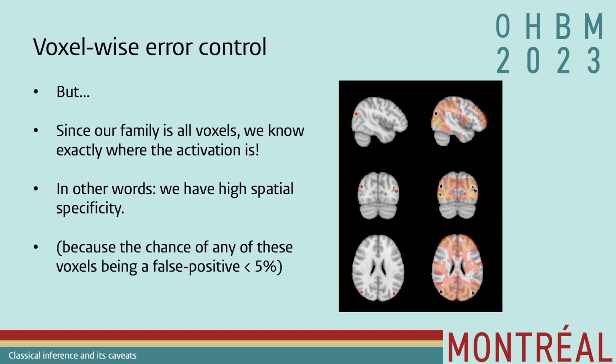So it's not very powerful because there is very little activity remaining, but since our family is all the voxels, we know exactly where the activation is. We can pinpoint these areas as active, and we're pretty sure that the activity is centered around these locations, these clusters. In other words, we have somewhat lower power to detect clusters, because out of the entire Z map we only see a tiny fraction being significant, but we know for sure that the activity is located there, because the chance of any of these voxels being a false positive is smaller than 5%.